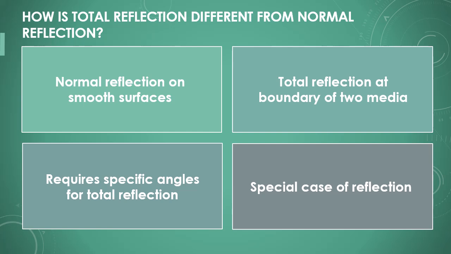Normal reflection occurs when light is reflected off a smooth surface, such as a mirror. In this case, light can strike the mirror at any angle. Total reflection, on the other hand, only happens at certain angles and only at the boundary between two media. It is a special case of reflection.